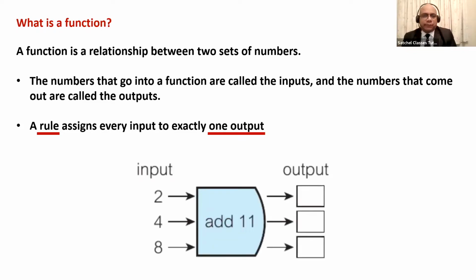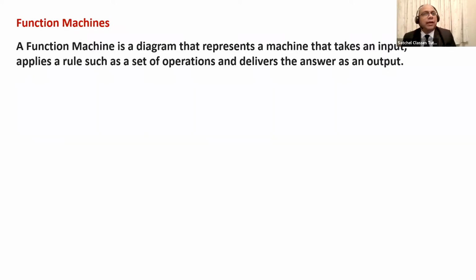For example, if the inputs are 2, 4, and 8, and the function, the relationship, the rule, says add 11, you can predict the output, right? 2 plus 11 is 13, 4 plus 11 is 15, and 8 plus 11 is 19. You can predict the output. Well, that's a function then. The example that you saw earlier is an example of a function machine. Okay, what's a function machine?